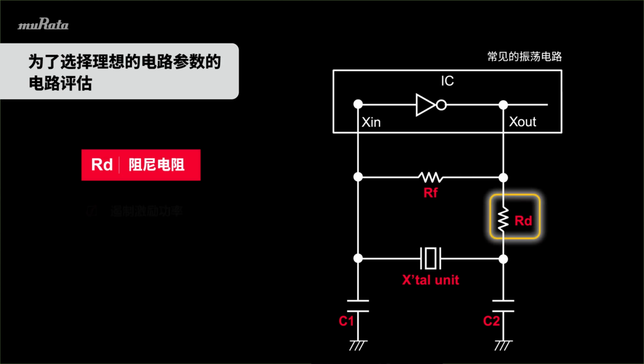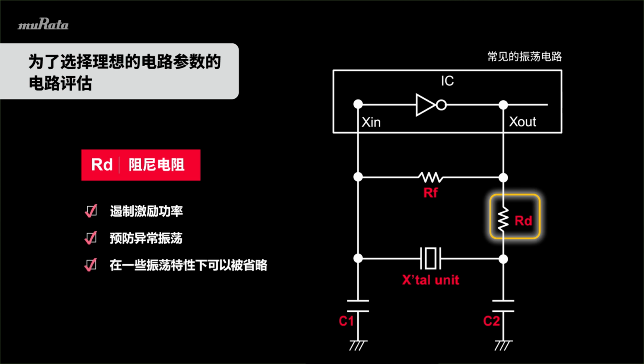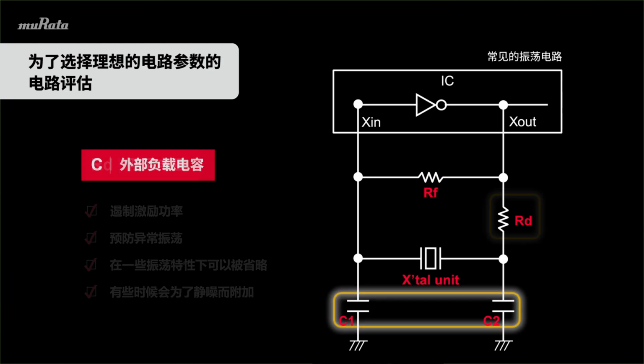Next, the role of the damping resistor, RD. The damping resistor is connected in series with the crystal unit to control the drive level and to avoid irregular oscillation. A damping resistor is not always needed depending on the oscillation characteristics. Sometimes it is also used to avoid EMI/EMC noise issues.